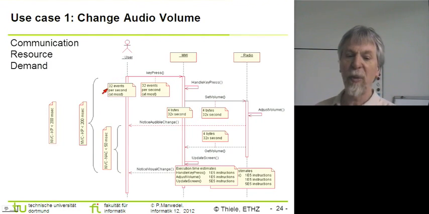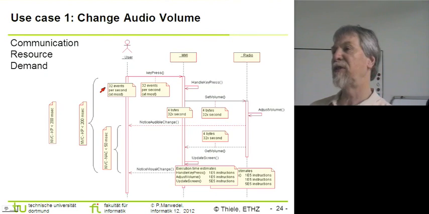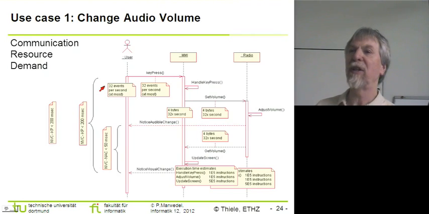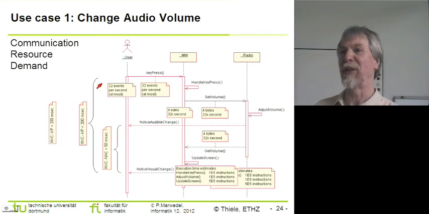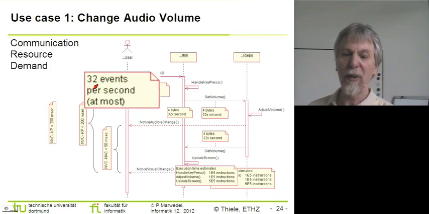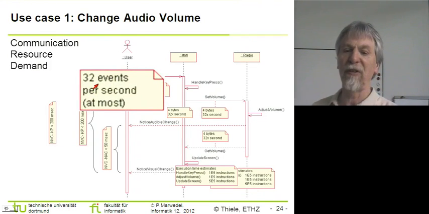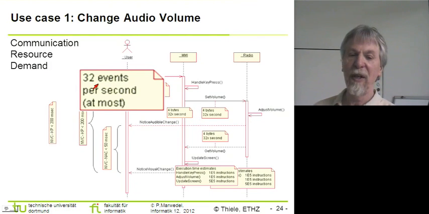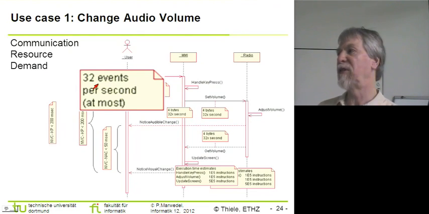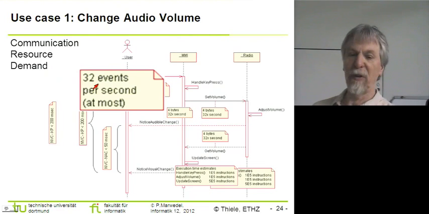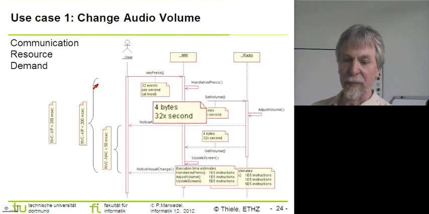So for example, we can indicate that there are at most 32 events of this type per second. That means we can't change the volume too frequently. 32 changes per second is already quite a lot. So we see this as an additional annotation that provides some hints to the system regarding the overall performance that's required.